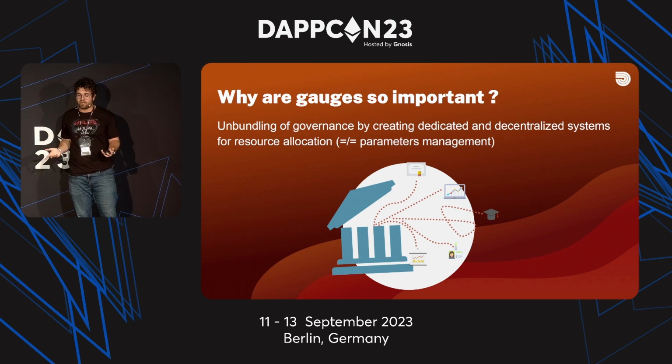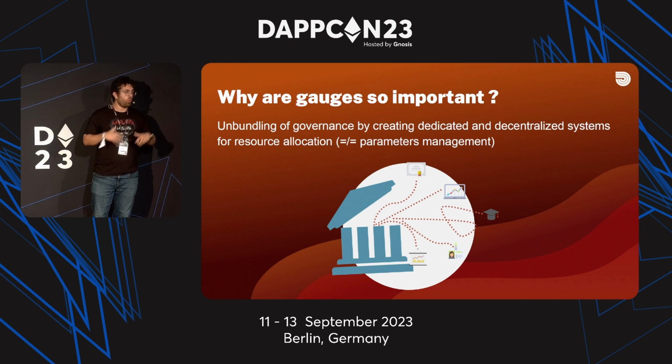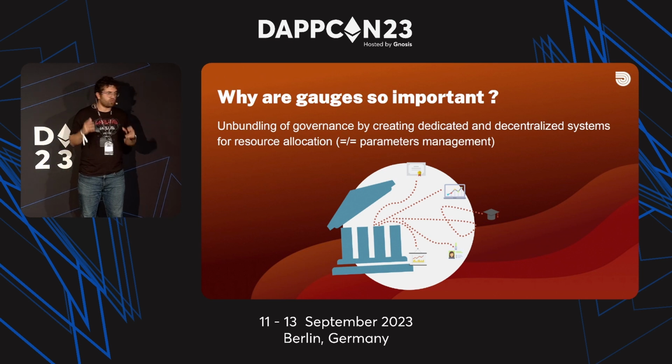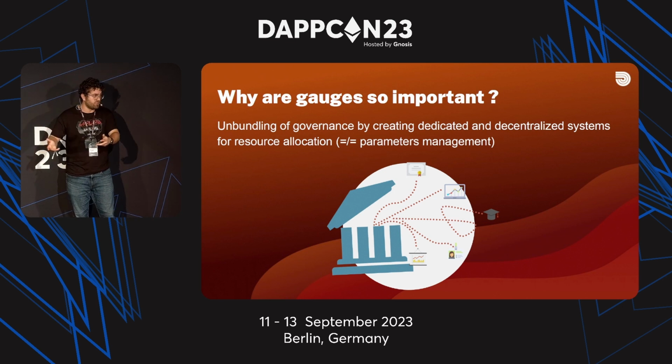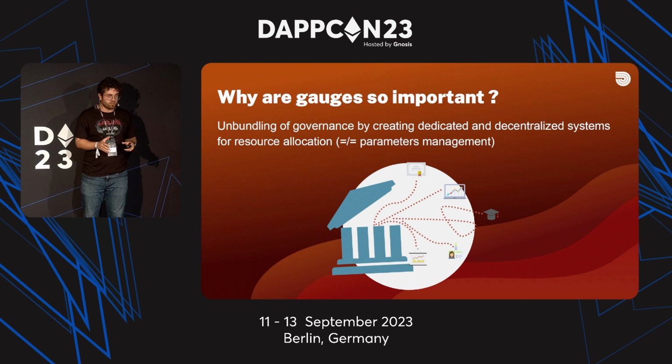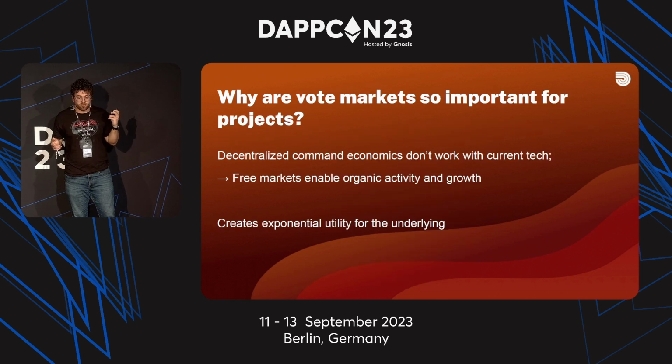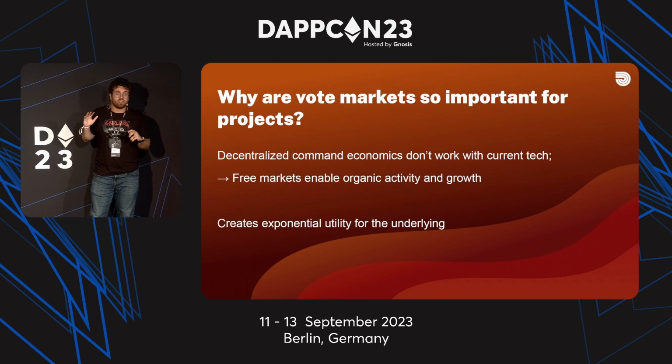So for example, if you're a lending protocol, you can have a risk management committee or a risk management sub-DAO, and at the same time, you could have gauges that are going to manage your revenue sharing system, or they're going to manage how you do emissions. And the interesting part is that you're basically unbundling all the different systems of governance you have and separating them into different modules that can be much more efficiently managed. So that's very important.